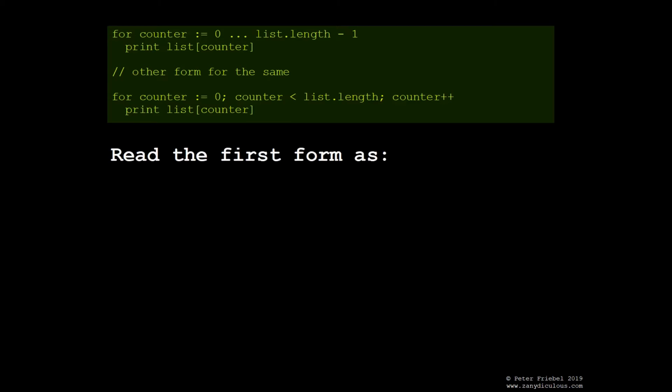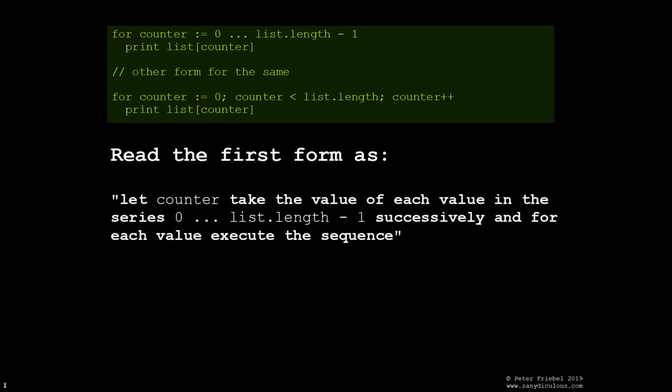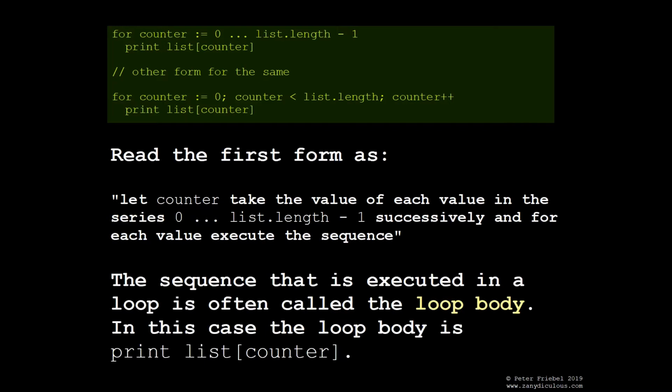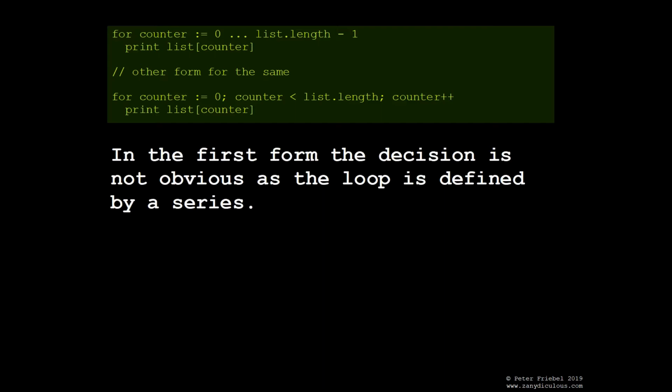You can read the first form as: let counter take the value of each value in the series 0 to list length -1 successively, and for each value execute the sequence. The sequence that is executed in a loop is often called the loop body. In this case, the loop body is print list counter, where counter is the index in the list. In the first form, the decision is not obvious as the loop is defined by a series.